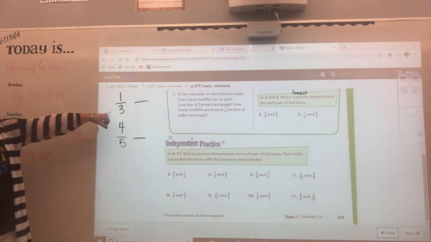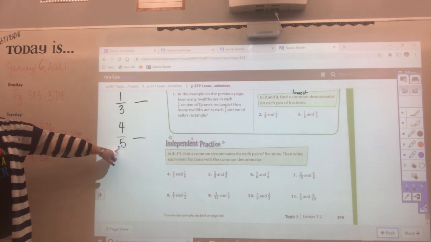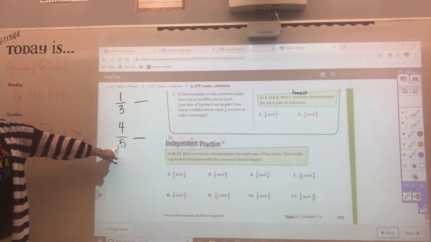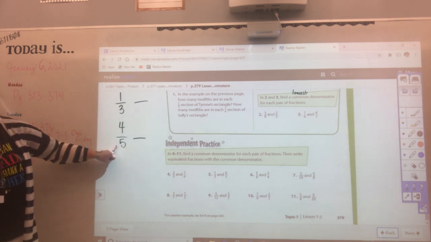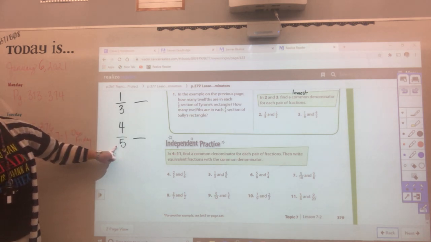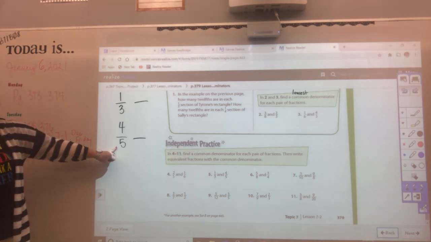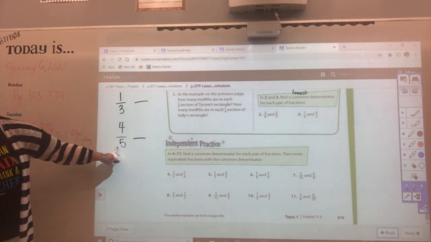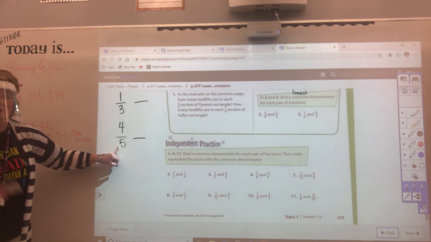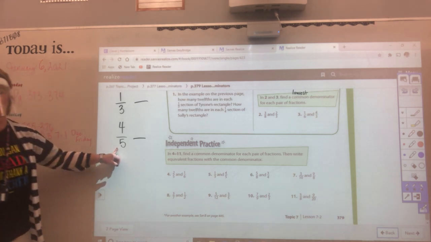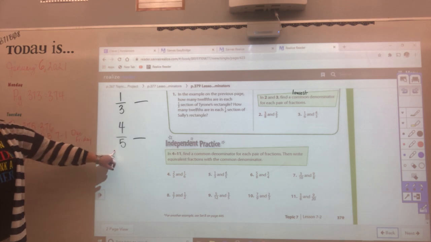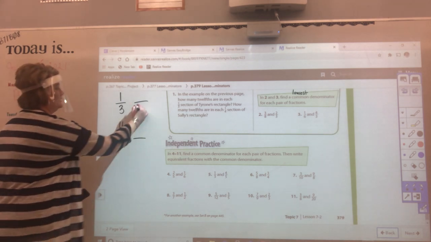Okay, find the bigger denominator. Is it 3 or is it 5? 5. Get your pencil on 5 and don't move it. What's 5 times 1? 5. Is 3 times anything ever going to be 5? No. So I say 5 times 2 now. What is 5 times 2? 10. Is 3 times anything ever going to get me 10? No. Then I say 5 times 3. What is 5 times 3? 15. Is 3 times anything going to get me 15? Yes. Then there's your answer.